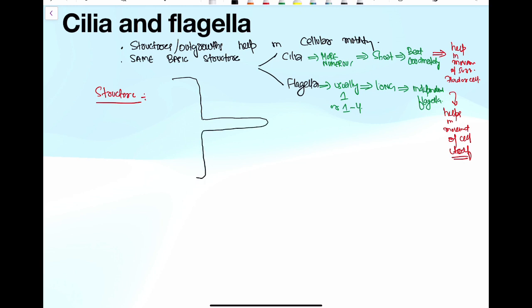Okay, this is one cilium or flagellum I have made. It has three parts. The first part is the basal body, the second part is the basal plate, and the third part is the shaft. The part inside the cytoplasm is the basal body. The part at the level of the cell membrane is called the basal plate, and the whole part outside is called the shaft.